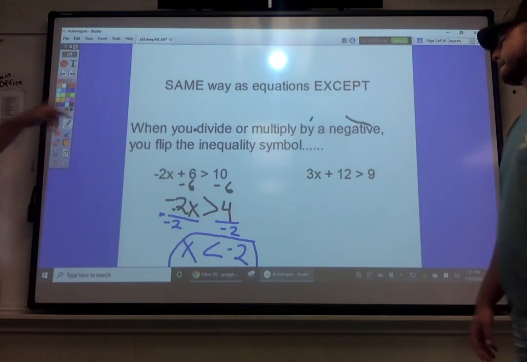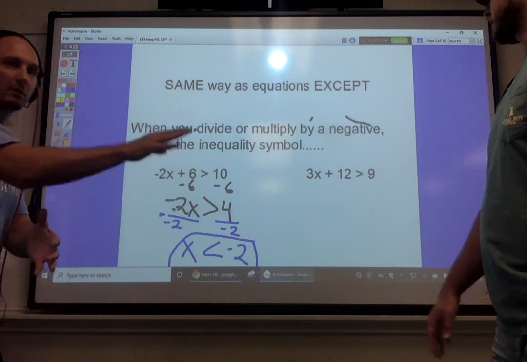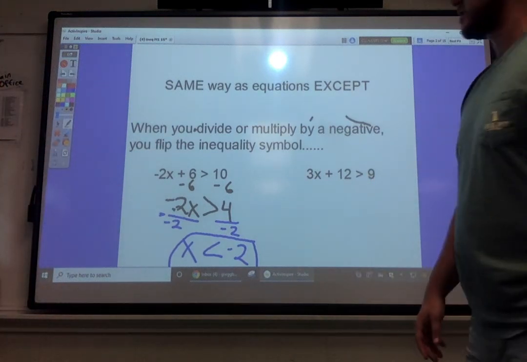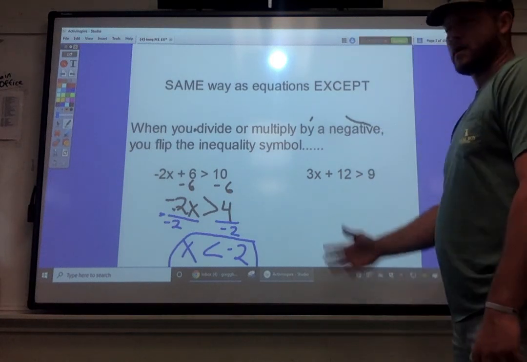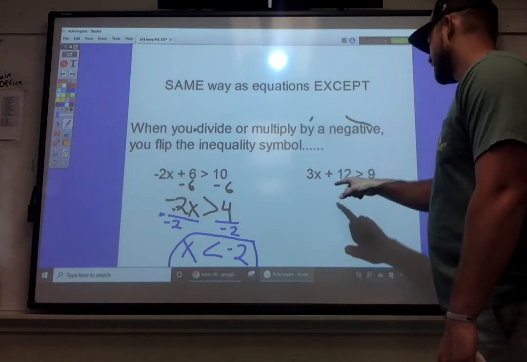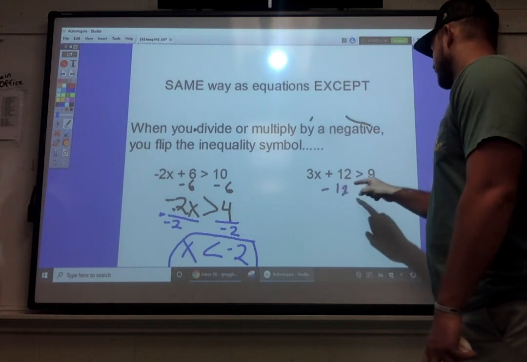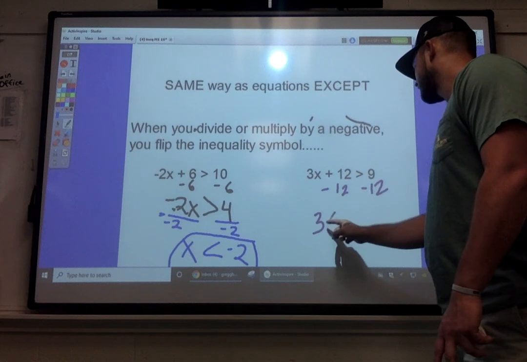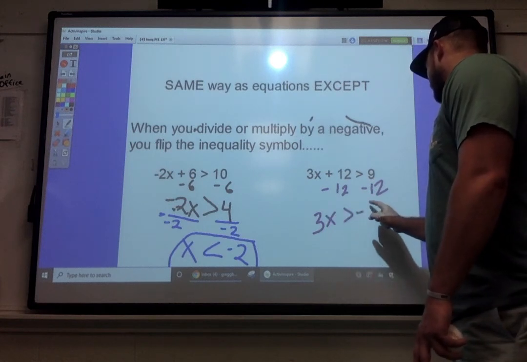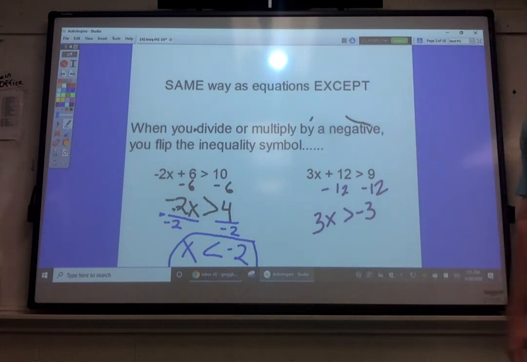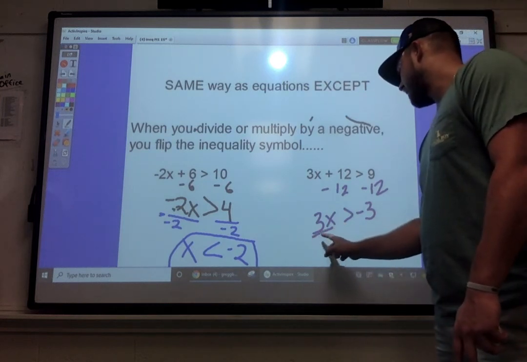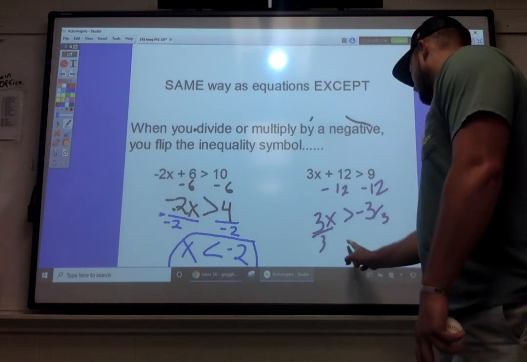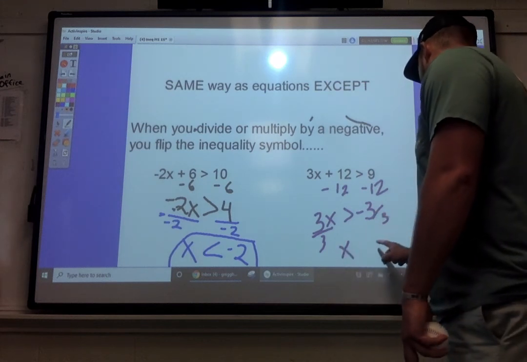Alright, give us a different one. Over here, we've got 3x plus 12 is greater than 9. We're going to solve it just like we would an equation. So I'm going to subtract 12 from both sides. Now I've got 3x is greater than negative 3. To get the x by itself, we'll divide by 3. So, negative 3 divided by 3. Well, we know we're going to have an x. We know this is going to become negative 1.